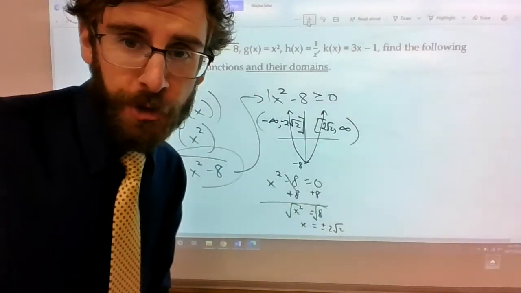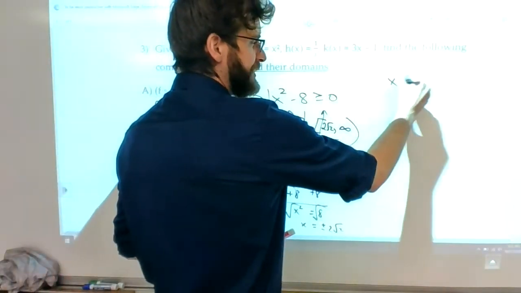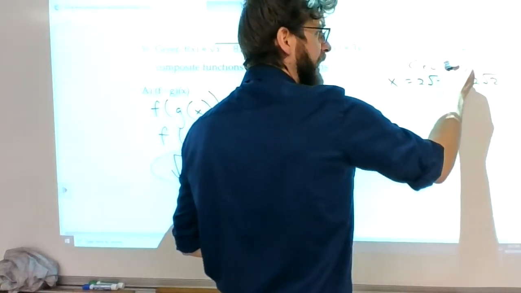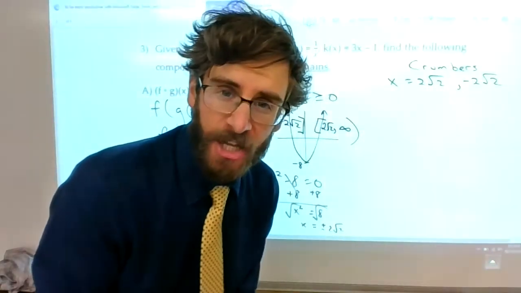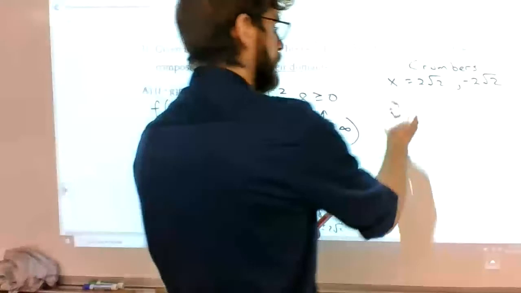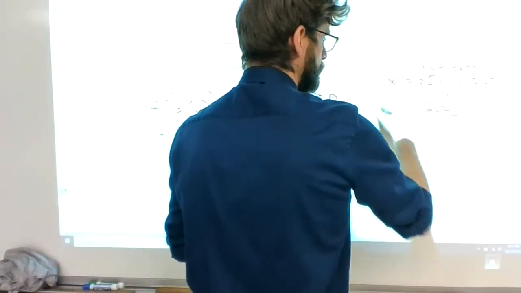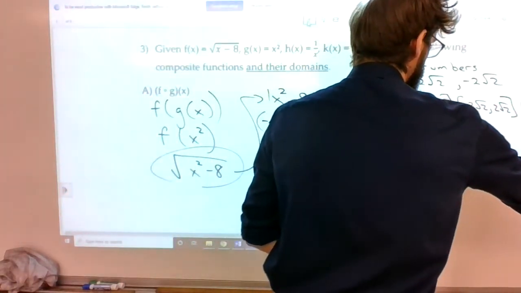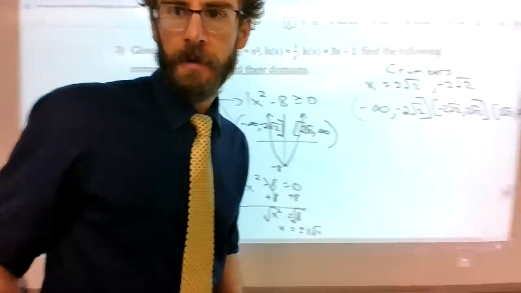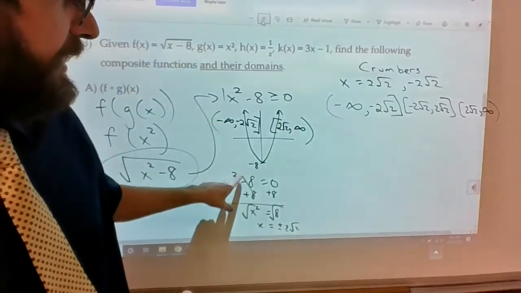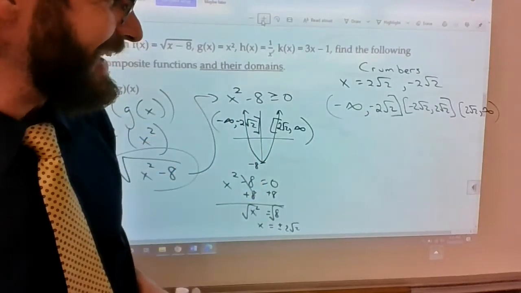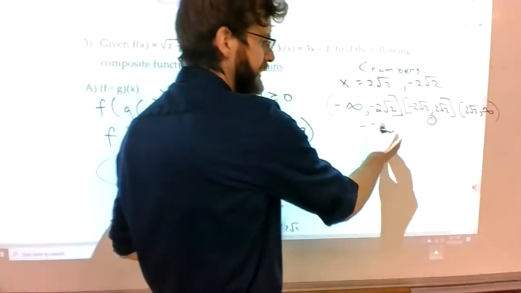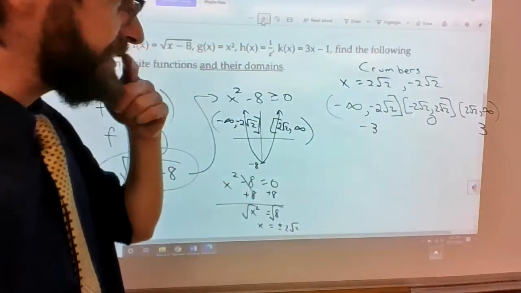Now, if you wanted to go the traditional route, you could say x equals 2 root 2 and x equals negative 2 root 2 are our critical numbers, or as I affectionately call them, crumbers, and you can set up these intervals. You can test them by plugging them into this expression. x squared minus 8 is greater than or equal to 0. So test 0, test negative 3, test positive 3.